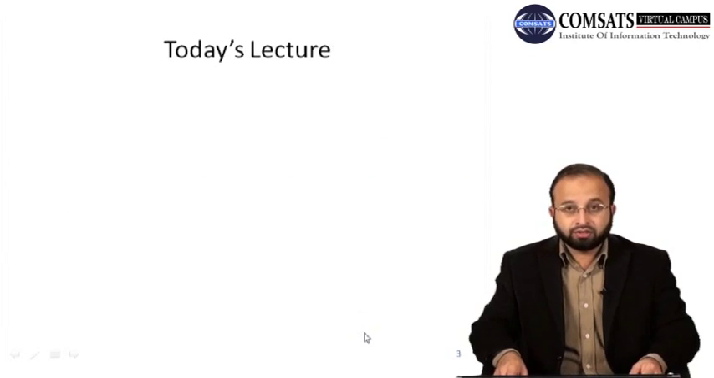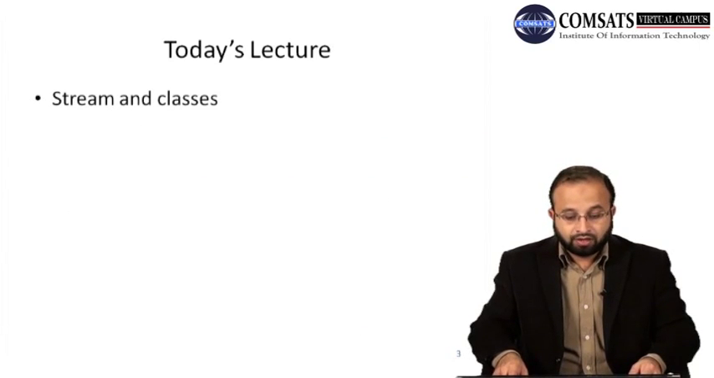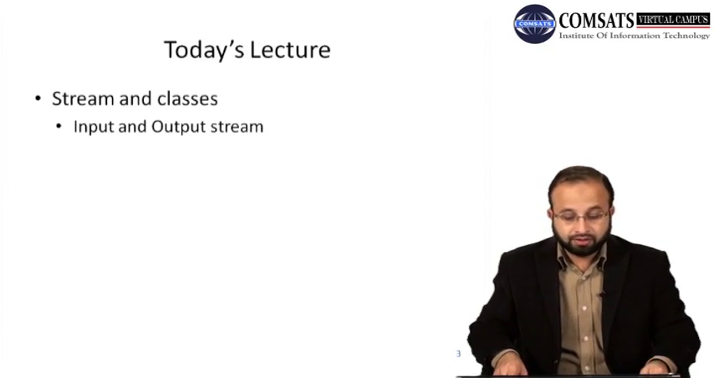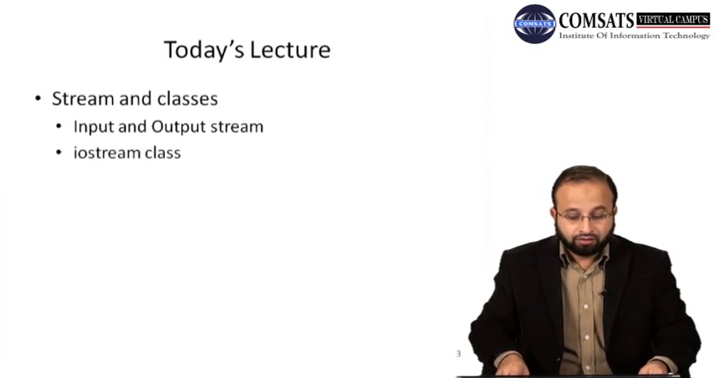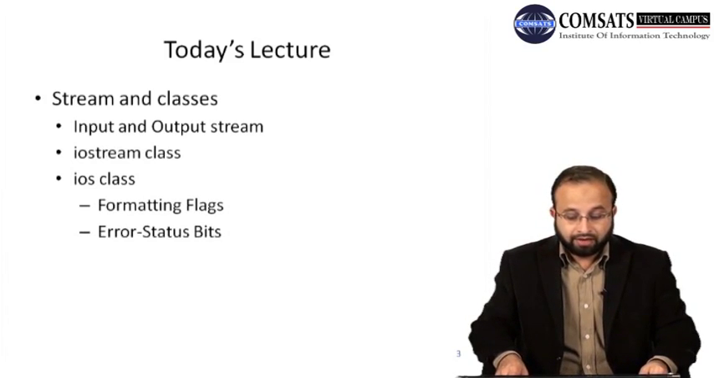Okay, so in today's lecture we will start with the remaining part, that is the stream and classes that I told you about in the previous lecture. Input and output stream: we'll see what input and output streams are first, what actually a stream is, and what we call a stream in computer science. And then the iostream class, the ios class. Within the ios class we will see formatting flags, error status bits, and different kinds of file operations.